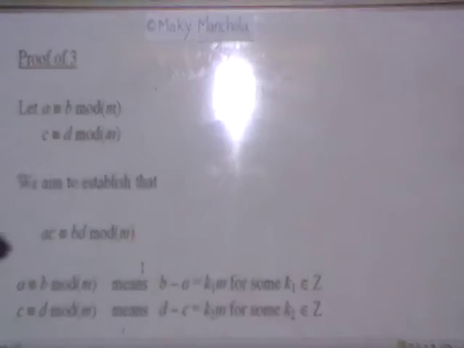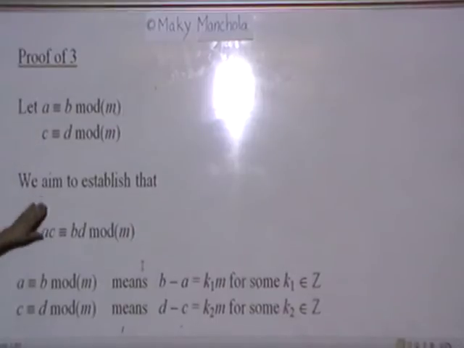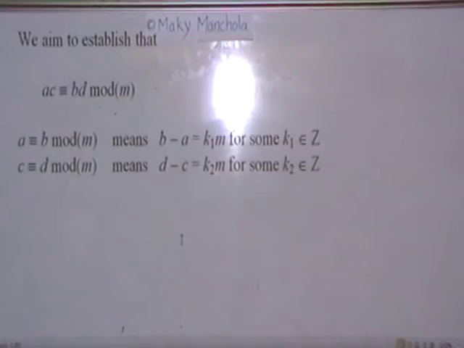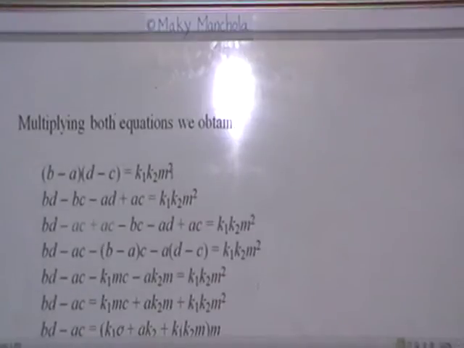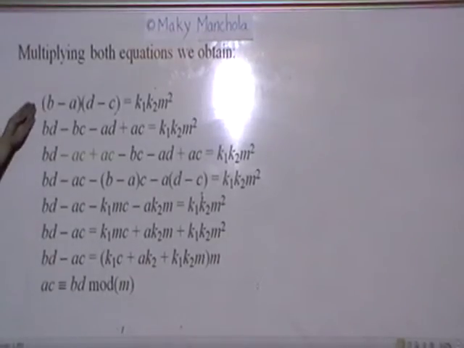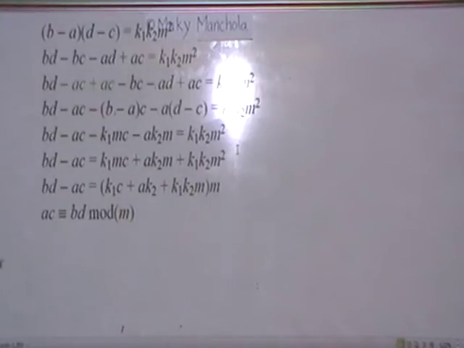As far as proof of 3 was concerned, we had our hypothesis, we know what we wanted, and we proceeded. So we wrote what our two hypotheses meant, and then we multiplied both sides. We did our algebra as shown in this set of details, which is exactly or close to what we did on the board. And then our conclusion was reached.